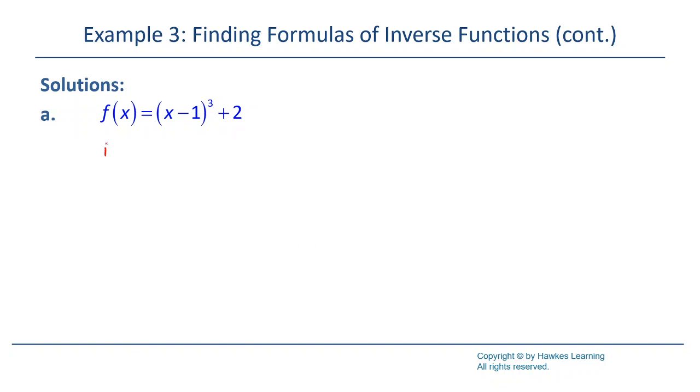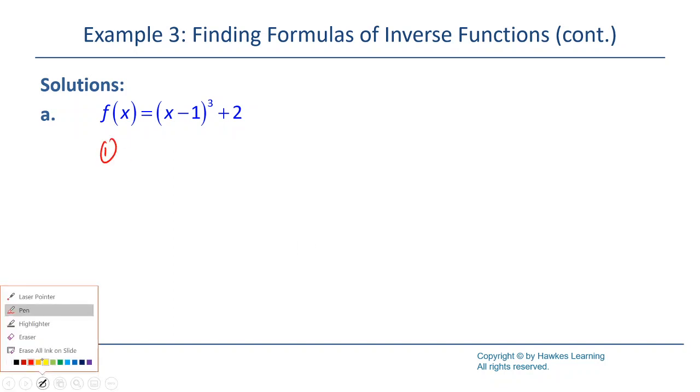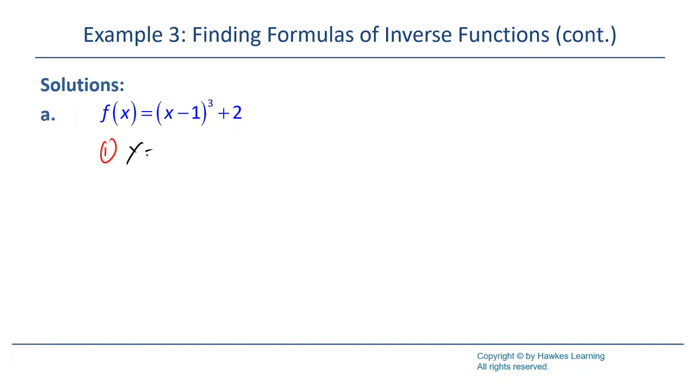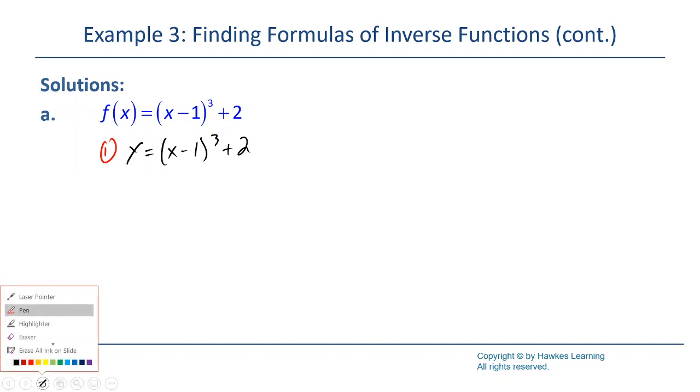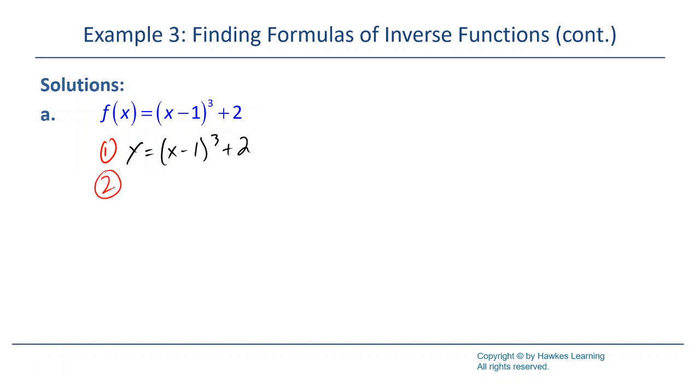Step 1. We need to change this to y equals x minus 1 cubed plus 2. Step 2. Swap x and y. So now I have x equals y minus 1 cubed plus 2. Now, 3, solve for y. Get it by itself.